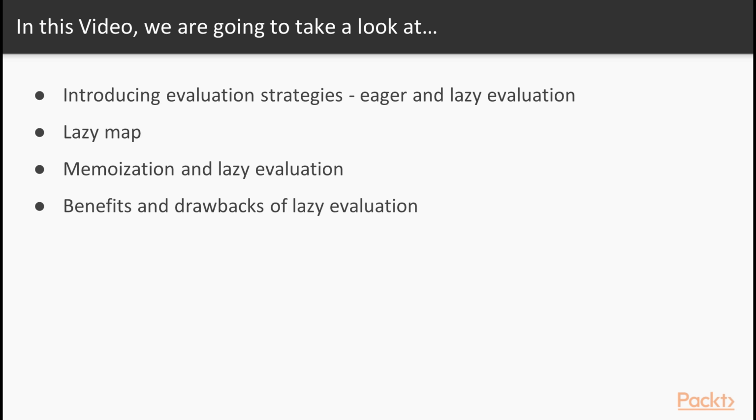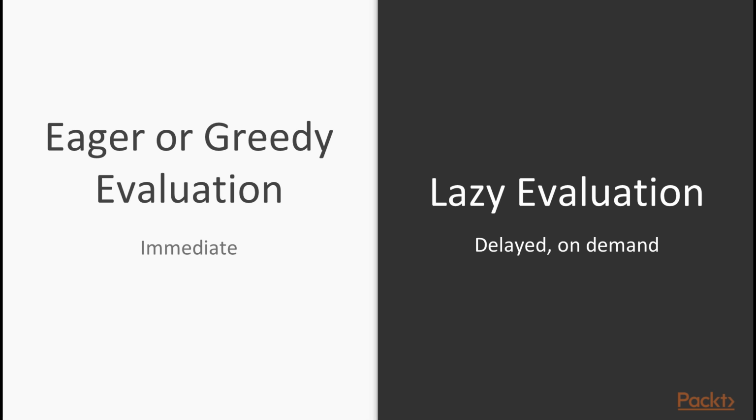You will first get to know two evaluation strategies, eager and lazy evaluation. After some simple examples, we will implement a lazily evaluated map function and put it into practice. We will realize that there is a drawback to the lazily evaluated map function, which can be eliminated by combining memoization with lazy evaluation. We will conclude this video with summarizing the learnings from the examples by comparing and contrasting eager and lazy evaluation.